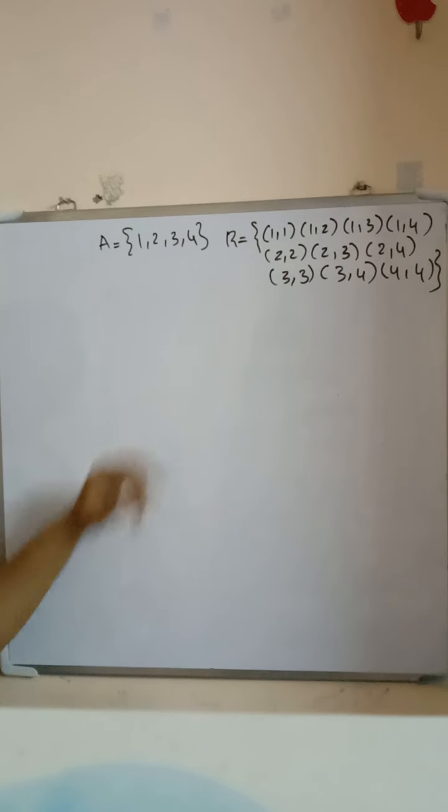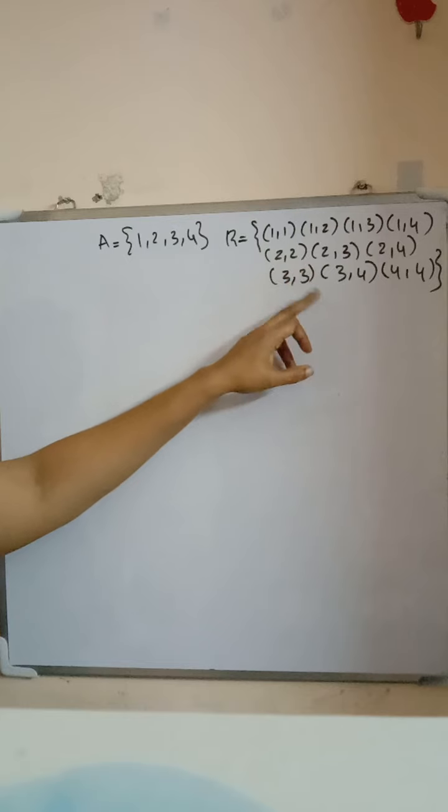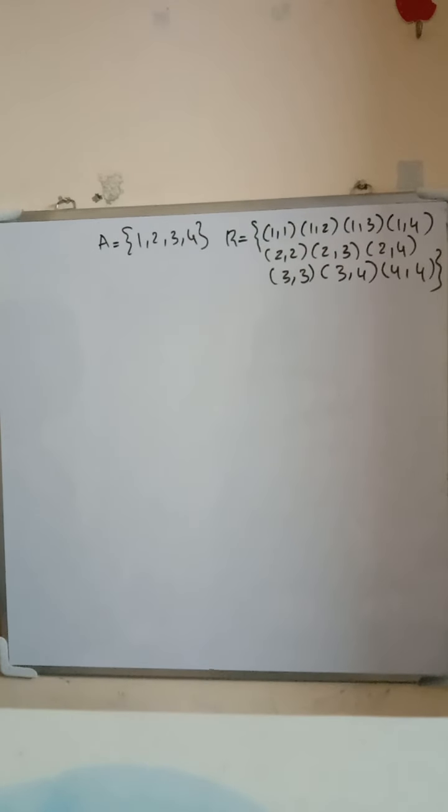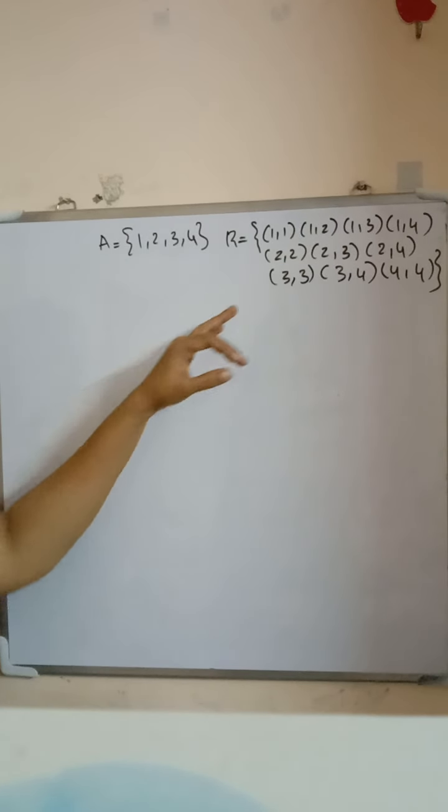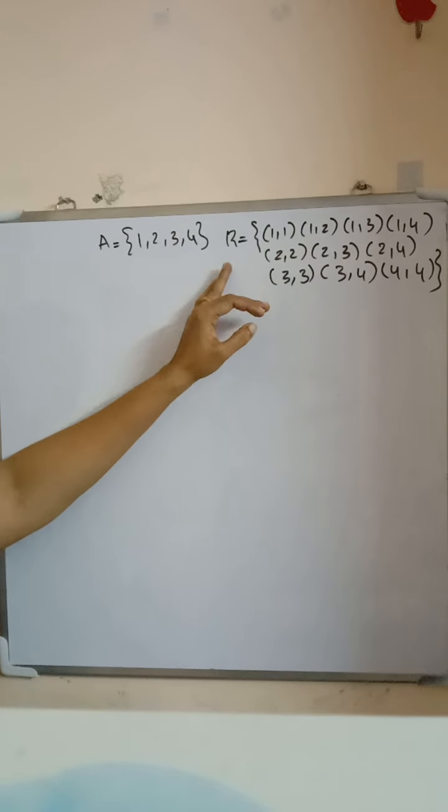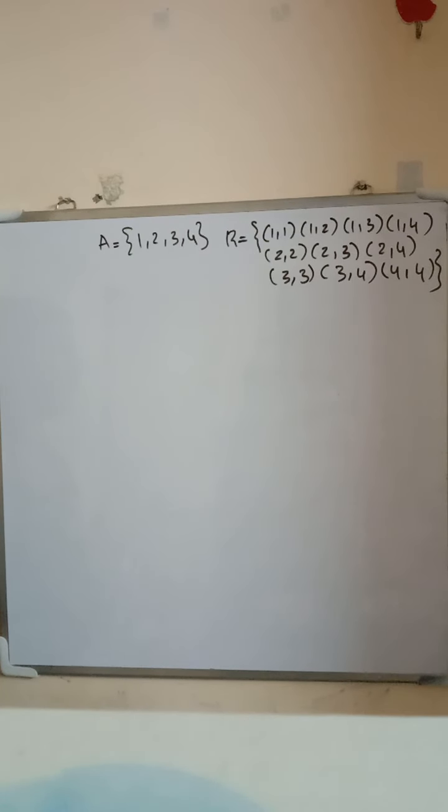Relation is reflexive since 1 related to 1, 2 related to 2, 3 related to 3 and 4 related to 4. Also it is antisymmetric and also it is transitive. Therefore this relation is partial ordering relation. First we represent this partial ordering relation by a diagram.